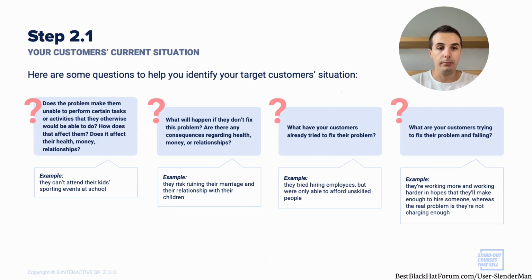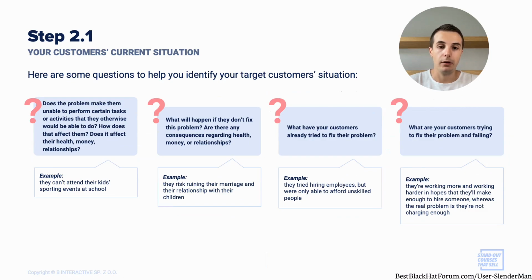What have your customers already tried to fix their problem? In this example, maybe they tried hiring employees, but they were only able to afford unskilled people and basically it didn't work out. What are some of the other things that they might have tried? And finally, what are your customers trying to fix their problem and failing? So this person, it could be that they're working harder and harder in the hopes that they'll finally make enough to hire someone. But the real problem that they don't know they have is that they're not charging enough, right?